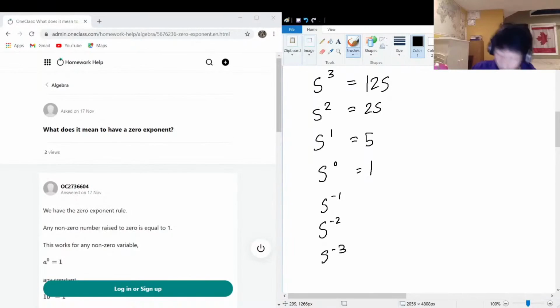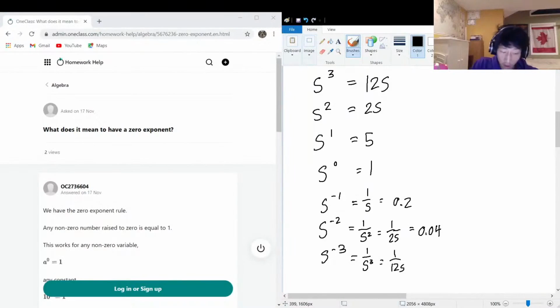5 to the power of -1, that's the same as saying 1 divided by 5, which is 0.2. And this is the same as saying 1 over 5 squared, which is 1 over 25. And I think that's equal to, pull out the calculator, my guess is 0.04. Yeah, good job, 0.04. And 5 to the power of -3, that's 1 over 5 to the power of 3, which is equal to 1 over 125. 125 inverse is 0.008.